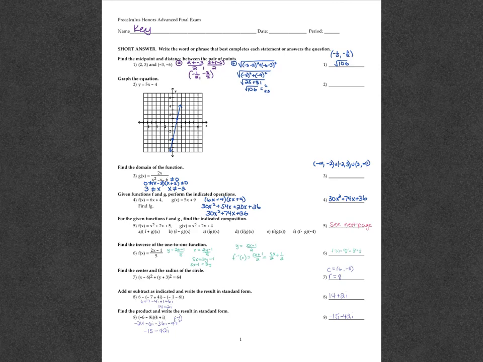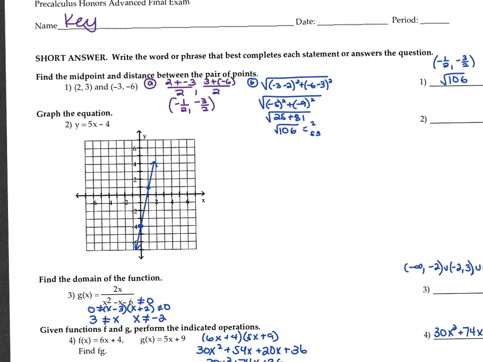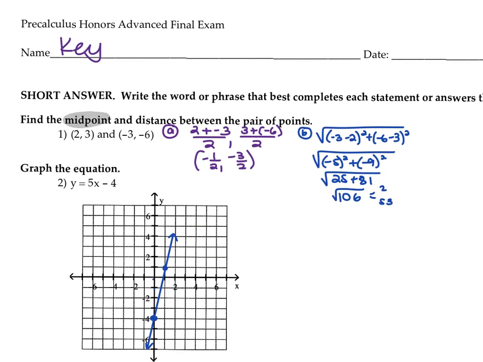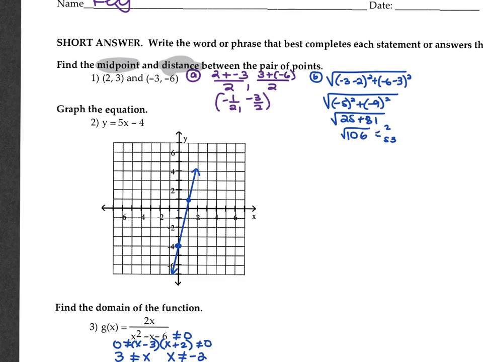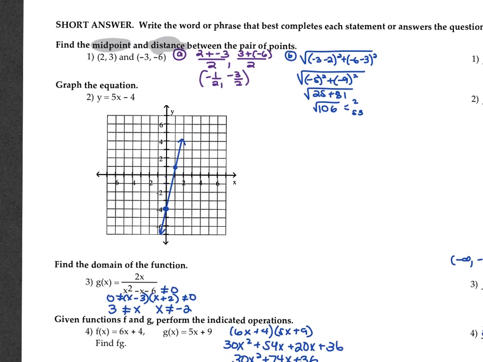Okay, so we start with page 1, which has midpoint and distance. So Luke, those are 2 that you need to know. They're obviously not on your reference sheet. Those are 2 of the formulas that you want to make sure you know. Midpoint and distance. Here's graphing a line using slope-intercept.